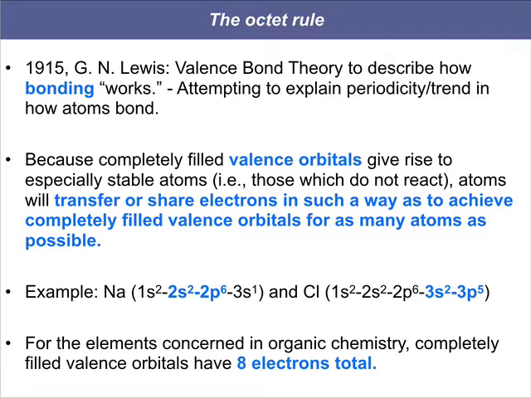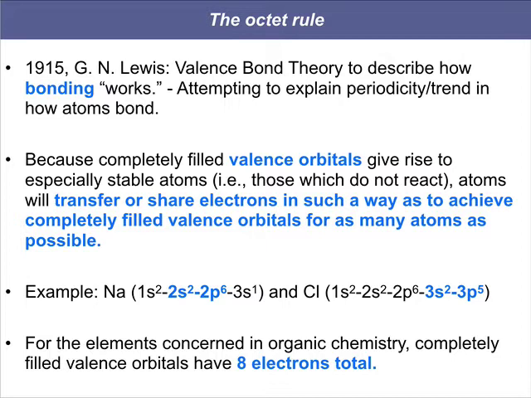So because completely filled valence orbitals, again with 8 electrons, give rise to these very stable atoms, meaning atoms that don't react, the assumption here is that atoms will transfer or share valence electrons in such a way so as to achieve a fully filled valence shell for as many of the atoms as possible, right? That's the idea with either covalent bonding if we are sharing the electrons, or ionic bonding if we are transferring electrons, right?